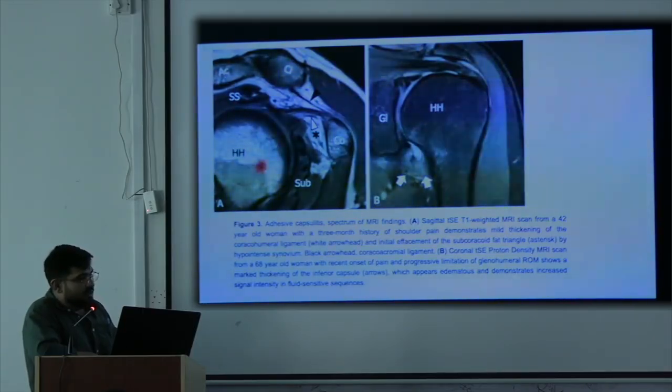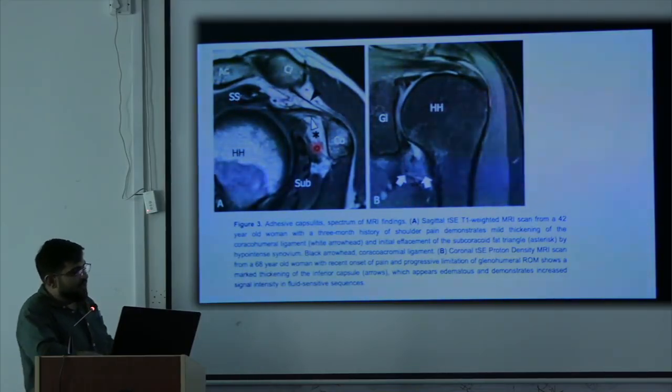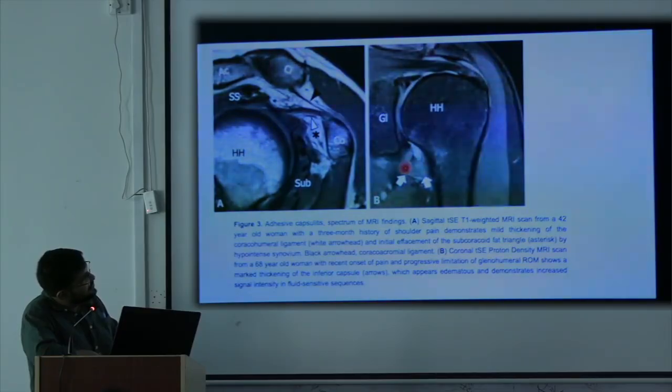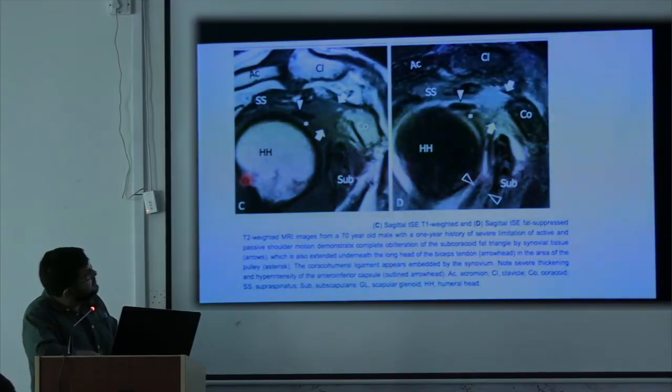In picture A, there is a subcoracoid fat triangle, this asterisk part. This is obliterated. Then on picture B, there is a thickening of the inferior capsule by these arrows you can all see. This is another picture of a frozen shoulder patient, and in this there is a subcoracoid fat triangle. All of this is obliterated.